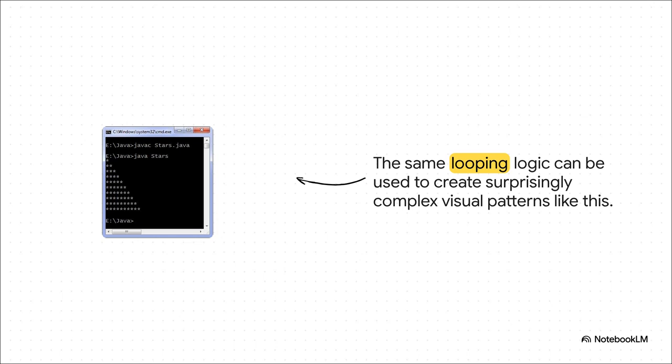It's something programmers call a nested loop. One loop handles the rows, and the other one tells the computer how many stars to print on each line. Simple blocks, but a pretty complex-looking pattern.